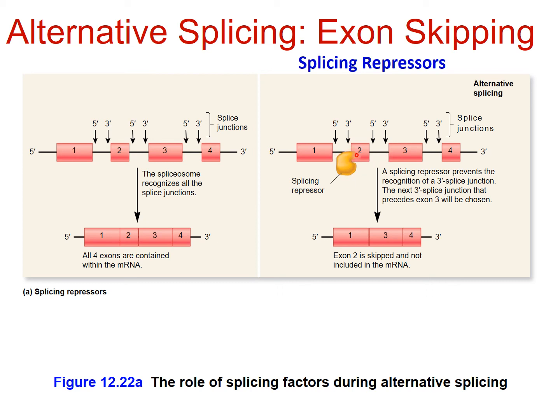It's not allowing this intron between 1 and 2 to splice properly. It's preventing that from splicing, and instead treating this portion at the upstream part of the intron, the 5' end here, as the 5' splice site. And now this portion between the intron and exon 3 is the 3' splice site. So exon 2 ends up getting skipped.